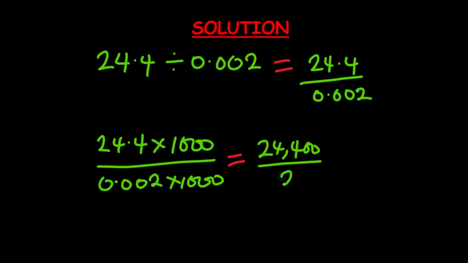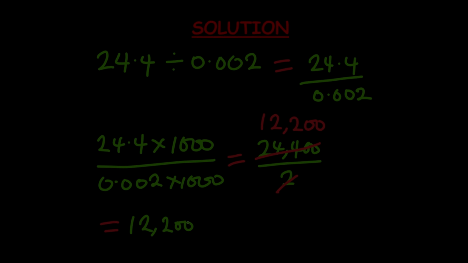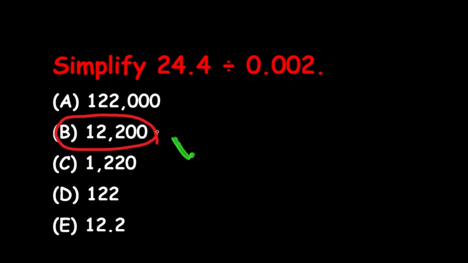24,400 divided by 2. 24,400 divided by 2 gives 12,200. The correct answer is B.